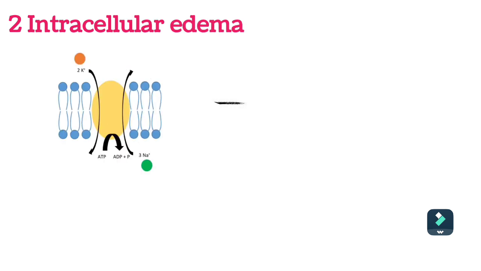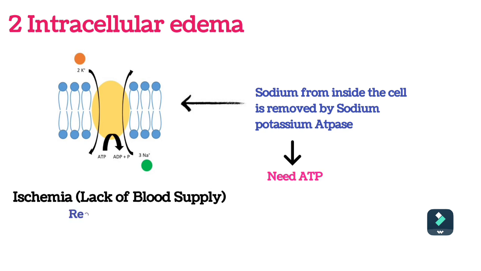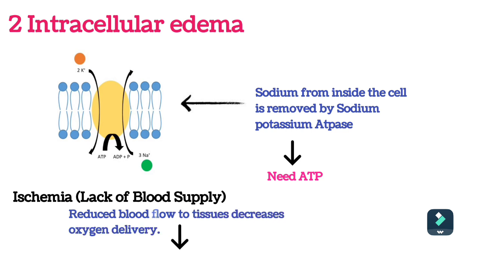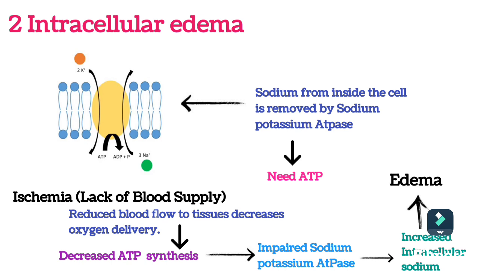The second type of edema is intracellular edema. Normally, sodium from inside the cell is removed by the sodium-potassium ATPase pump, which requires ATP. In ischemia, lack of blood supply, reduced blood flow to tissues decreases oxygen delivery. As a result, there is decreased ATP synthesis. Without ATP, the sodium-potassium ATPase pump becomes impaired, causing intracellular sodium levels to increase. This leads to water being absorbed from the interstitium into the cells, resulting in edema.